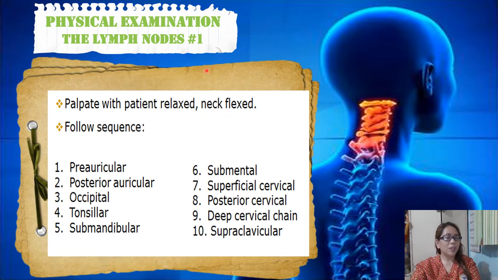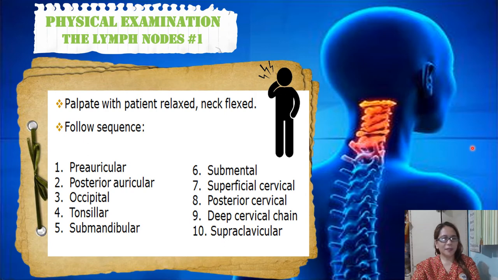Okay, so in doing the physical examination of the lymph nodes, you have to palpate the lymph nodes with the patient in relaxed position and you have to ask the client to flex the neck, okay? And follow the following sequence. You have to start from the preauricular, posterior auricular, occipital, tonsillar, submandibular, submental, superficial cervical, posterior cervical, the deep cervical chain, and the supraclavicular. Okay. Asan ba yung mga yan? Okay, so let us locate these lymph nodes in the next slide.